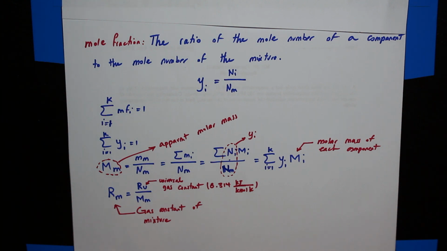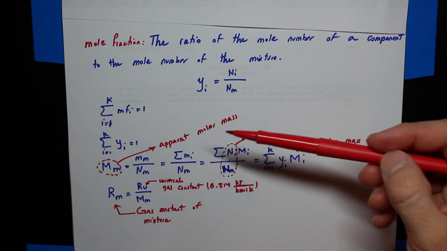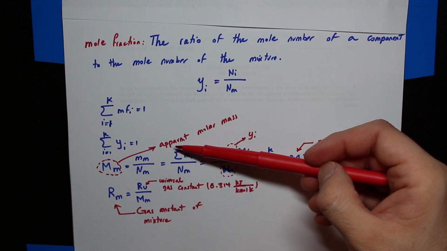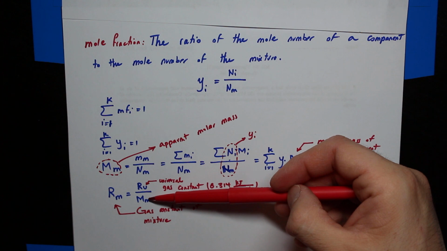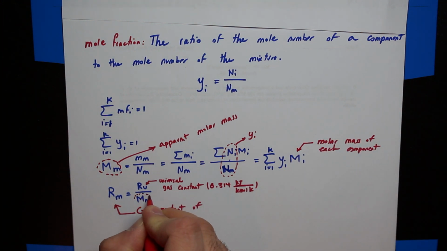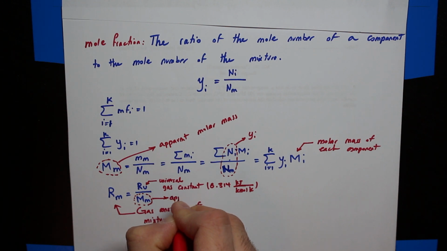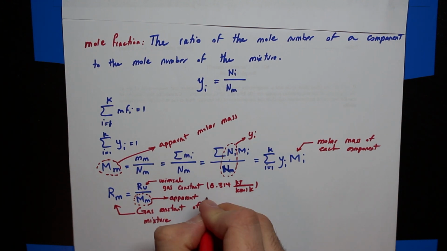All right, the other definition that we have is, I need to correct this M_m. So this M_m is the molar mass of the mixture. I was trying to find it in my notes. It's right here. M_m is the molar mass of the mixture. I think I mentioned it's the number of moles. This is not the number of moles. This is the apparent molar mass.